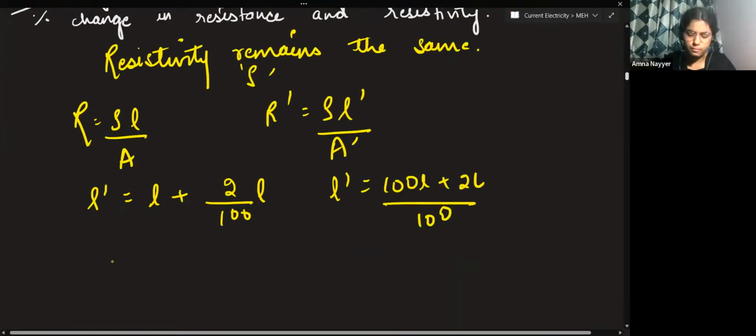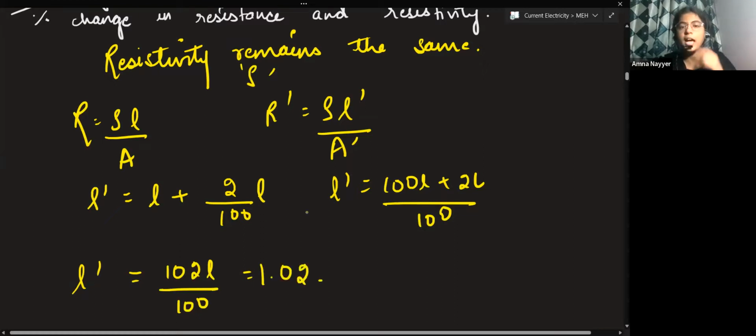This becomes what? L prime. L prime becomes what? 102 L divided by 100, which is 1.02 L. So we have the value of the new length in terms of the earlier length.